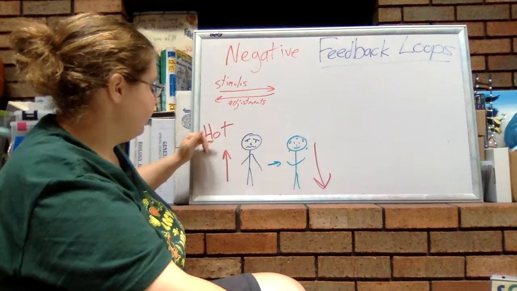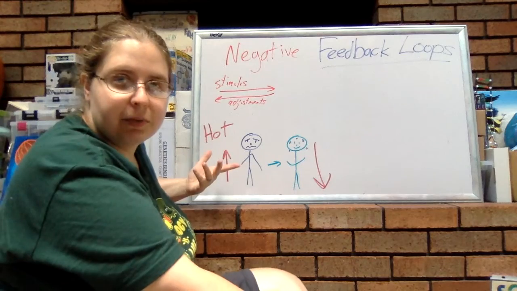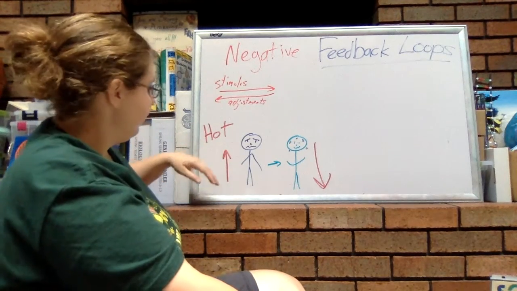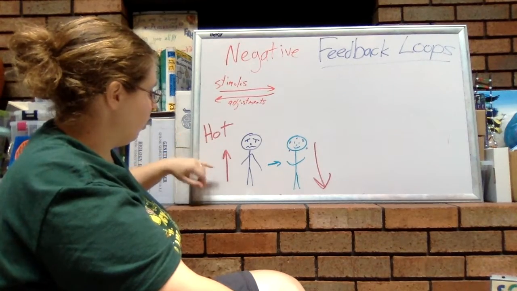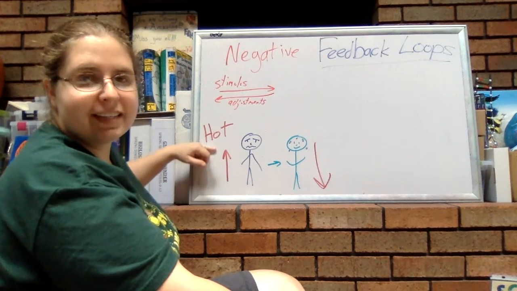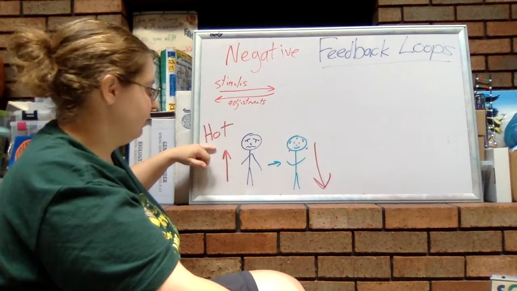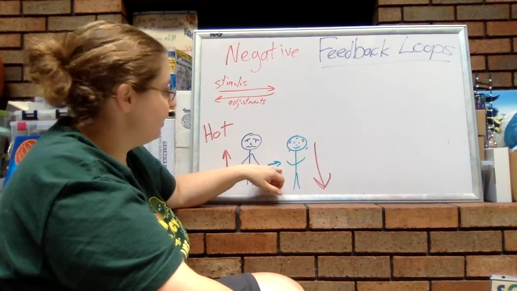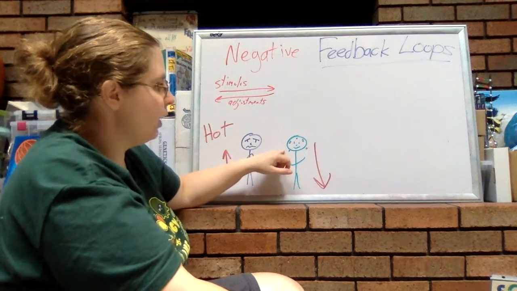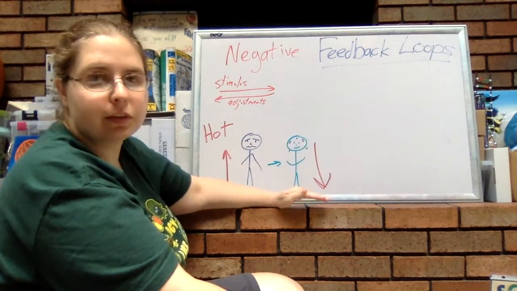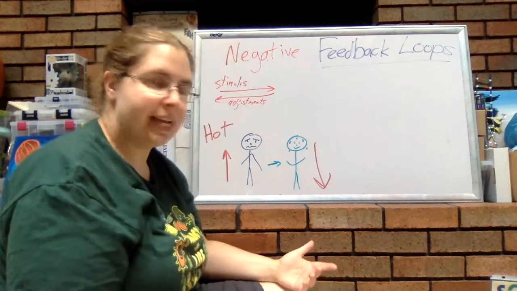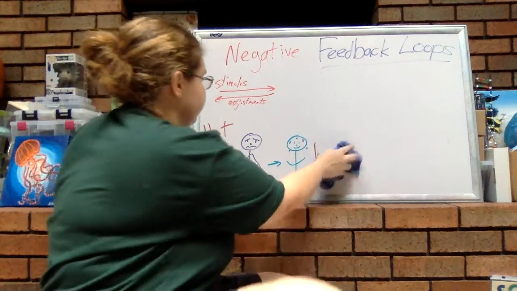So the environment, or the stimulus in this case being the hot summertime air, caused an imbalance by raising our body temperature. Our body goes through adjustments of dilating the blood vessels and generating sweat in order to lower the body temperature. So that's how negative feedback loops work.